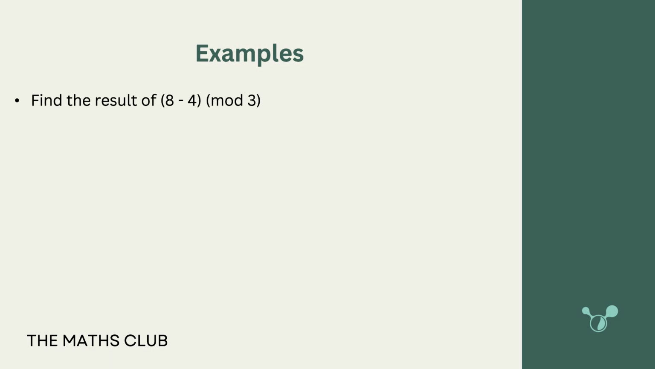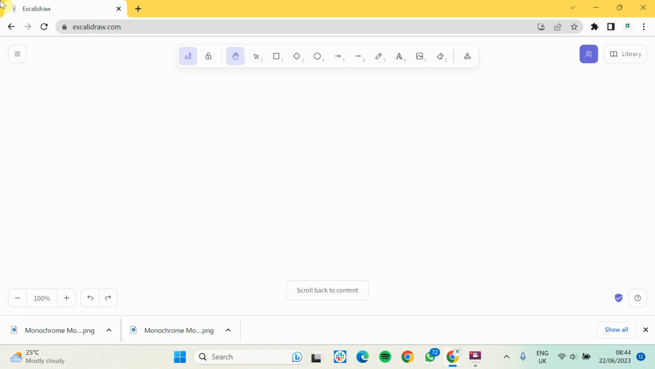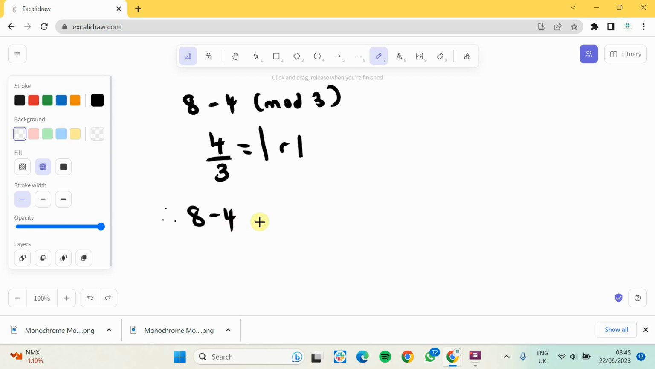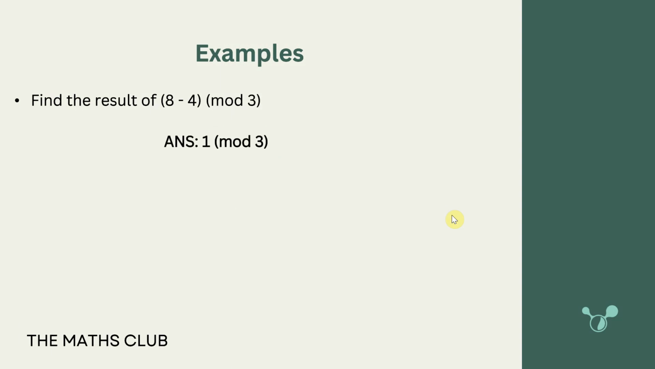In this example, it says find the result of 8 minus 4 mod 3. So 8 minus 4 is 4. Now to convert that 4 to mod 3, we just divide it by 3, because that is the mod. 4 divided by 3 is 1 with a remainder of 1. And just like we always know, the remainder is what we're actually looking for when it comes to modular arithmetic. So 8 minus 4 in mod 3 is equal to the remainder, which is 1 in mod 3. That's all. Let's see if we're correct. Great. 1 mod 3. Very simple.